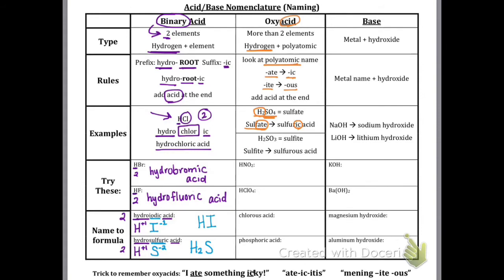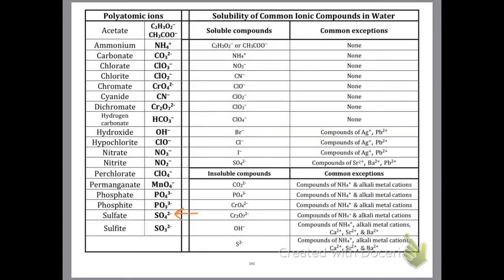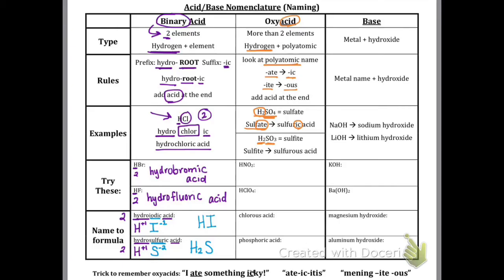Okay, here's another example. You know that it's an acid because it starts with an H, but now we have more than 2 elements once again, so you have to look up SO3. SO3, according to our chart here, is sulfite. If it ends in ite, if you look up here, you have to end in us. So this becomes sulfurous acid. Okay, so sulfurous is SO3, sulfuric is SO4.